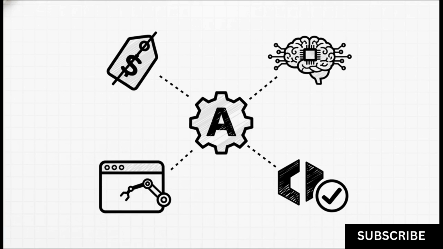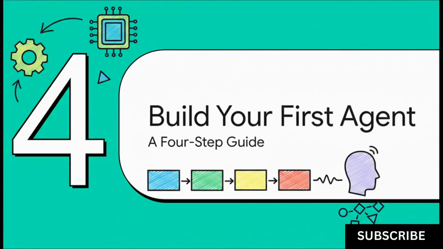Second, you get to use some of the best AI models on the planet right out of the box. And third, and this is the real game changer, it has this incredible integration with the Chrome browser, which means your agent can go to any website and automate tasks. That feature alone is just wow. Okay, enough talk. It's time to get our hands dirty. We are going to build our very first agent right now.